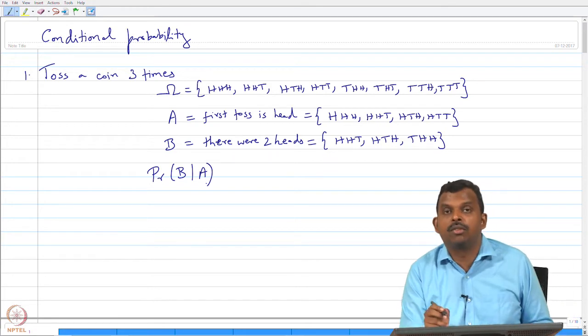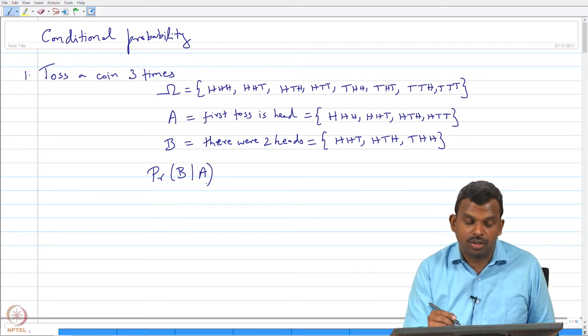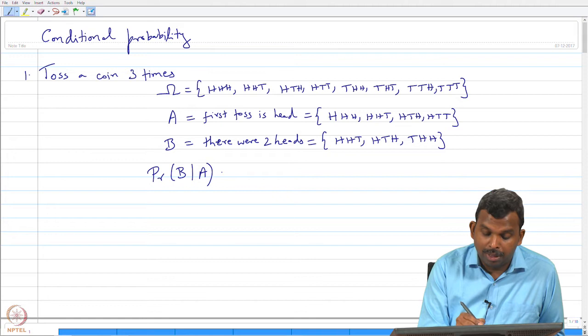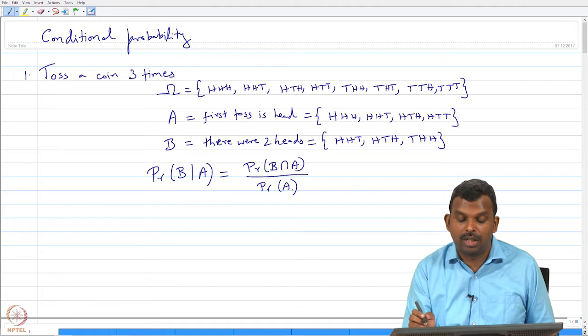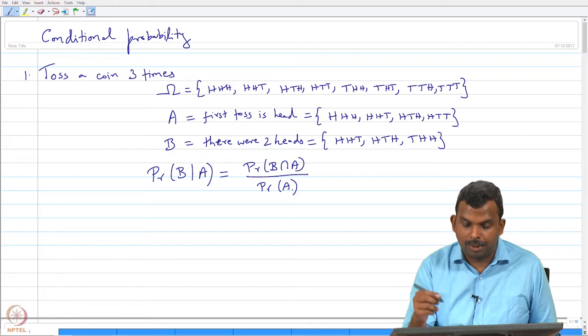This is a way in which we have defined conditional probability. Professor Arvind had defined conditional probability and gave a definition for this. Probability of B given A, we know, is the same as probability of B intersect A divided by probability of A. So, this is a simple calculation that one needs to do. Find out the probability of A, find out the probability of B intersect A, and you divide one by the other, you get the conditional probability. So, this is a simple definition.